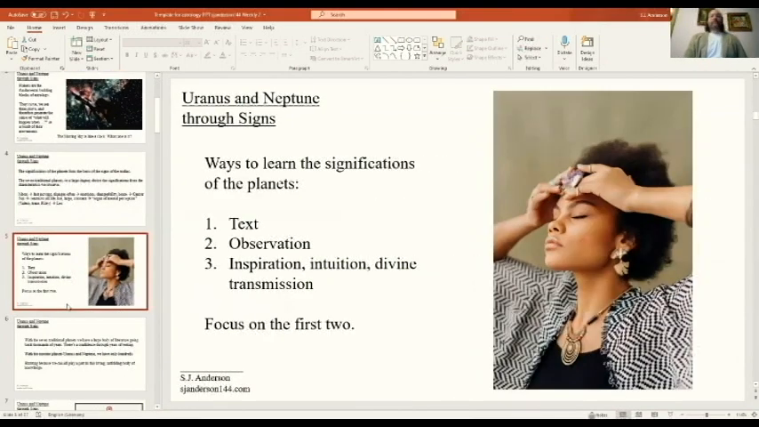Okay, so next I want to talk about other ways to learn the significations of the planets. There's 3 main ways, in my view. One is text. We go to astrology books, we see what other astrologers have written about the planets, what they mean. The second is observation, and this is where we can observe how the planets may affect us.